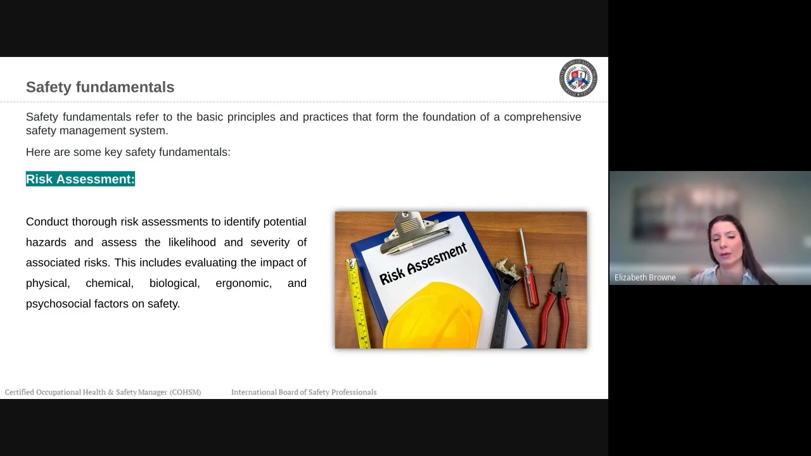This can include the impact of physical hazards and risk, chemical, biological, ergonomic, and psychosocial factors on the safety of our workers. So really looking at a comprehensive list of hazards and risks that can affect workers.